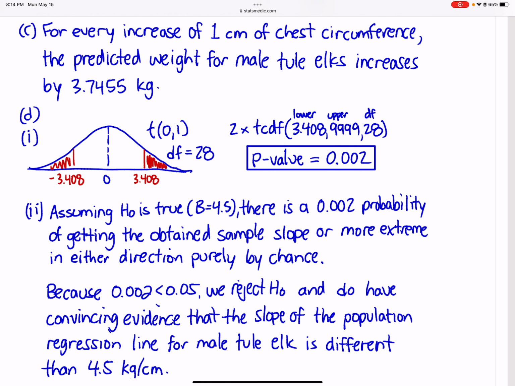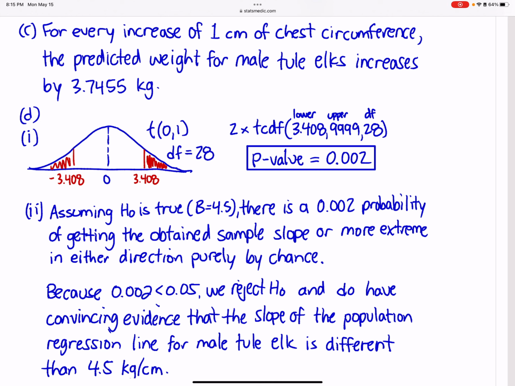you will get to 0.001 on each side. You have to double it to get 0.002. And then for the second one, assuming Ho is true, there's a 0.002 probability of getting an obtained sample or more extreme in either direction purely by chance. And because obviously 0.002 is less than 0.05, we reject Ho and have convincing evidence that the slope of the population regression line is different.